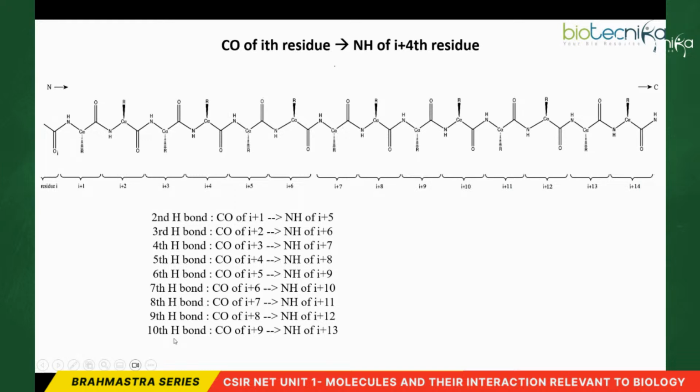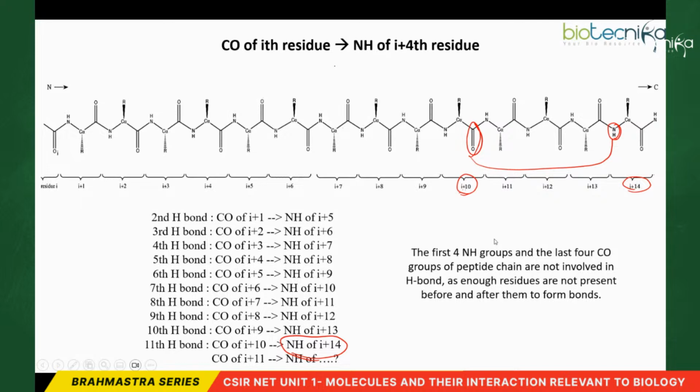Okay, so the 11th hydrogen bond will be CO of I plus 10. So where is I plus 10? This is I plus 10, this is the CO of I plus 10, and NH of I plus 14. So this is I plus 14 till NH. So this will be the hydrogen bond. Now for the next hydrogen bond, you have started from residue 1, how I showed. So like that, this is the 11th hydrogen bond.